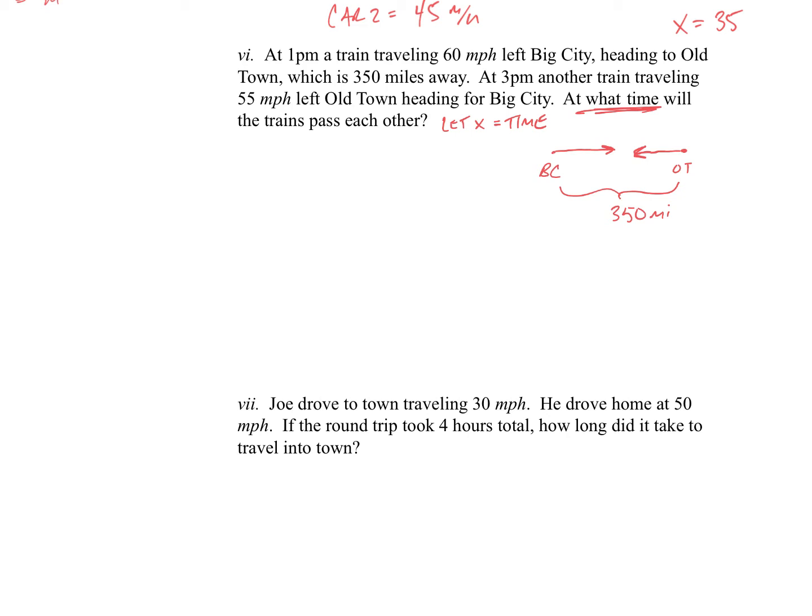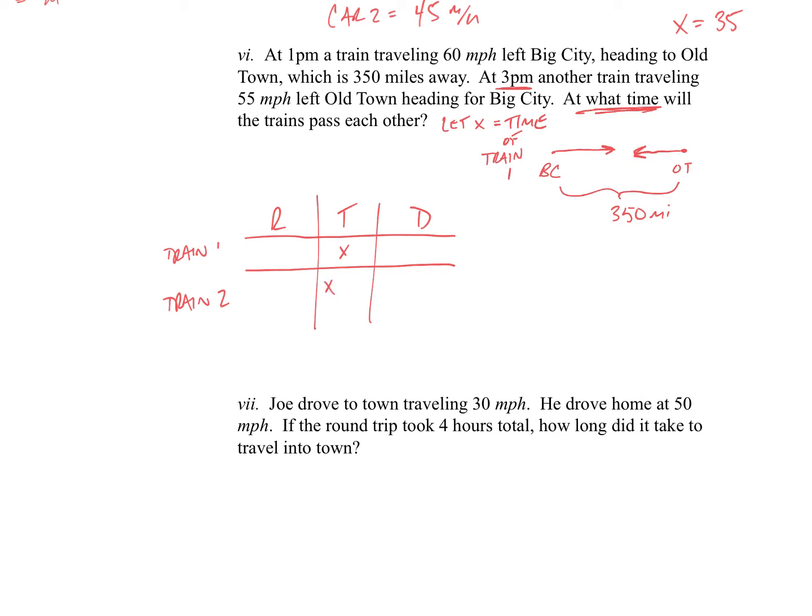So I'm going to say the time of train 1. Now, when I make my table, I need to make sure that train 1 has a time of x. All right, so train 1 has been traveling for x hours. Now, train 2 is traveling for less time because train 2 didn't leave until 3 p.m. So train 1 leaves at 1, train 2 leaves at 3. That means train 2 must have been traveling for 2 hours less than train 1, right? If the time for train 1 is x, the time for train 2 has to be x minus 2, 2 hours less than train 1.